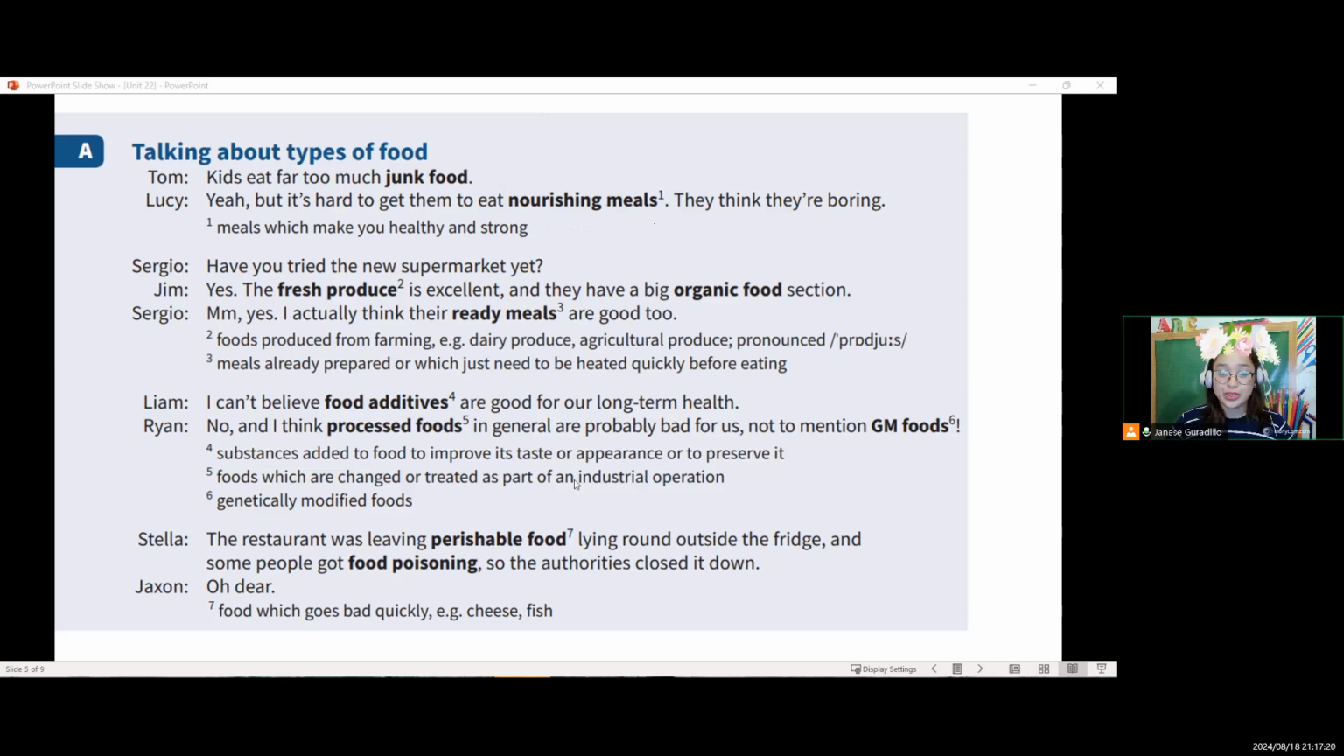Food additives. When you say food additives, it means substances added to food to improve its taste or appearance or to preserve it. Number five is processed foods. Foods which are changed or treated as part of an industrial operation. GM foods means genetically modified foods.